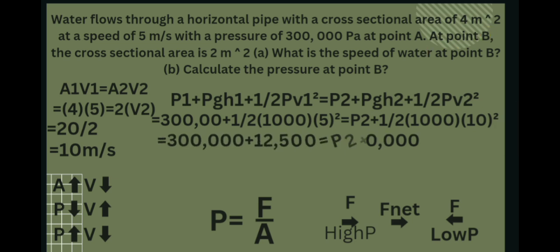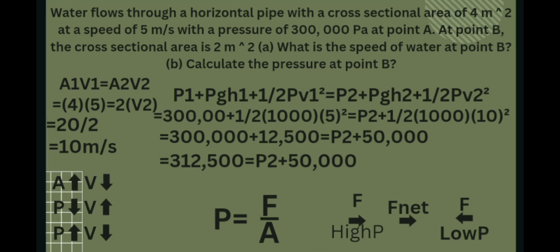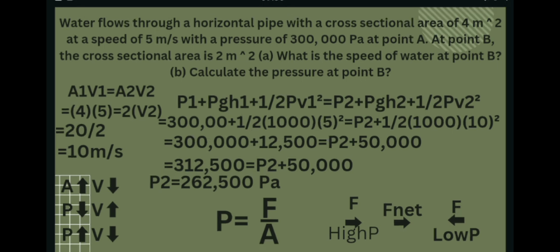So 1/2 times 1,000 times 5 squared is equal to 12,500. On the right side, 1/2 times 1,000 times 10 squared is equal to 50,000. So 300,000 plus 12,500 is equal to 312,500, which equals P2 plus 50,000. We can transpose the 50,000 to the other side, so it becomes negative. So 312,500 minus 50,000. So our P2 is equal to 262,500 pascals.